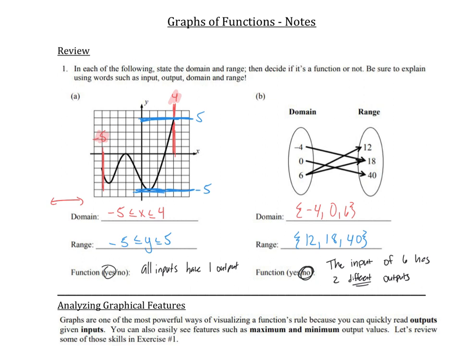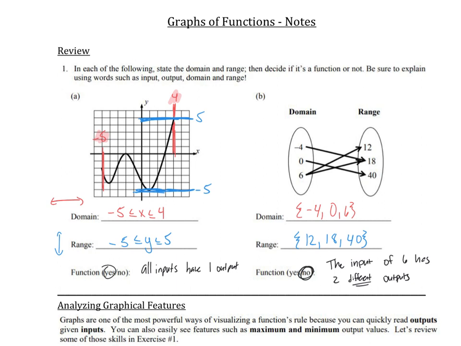My range, remember, is looking from the lowest point to the highest point, so up and down. My lowest point is -5, my highest point is +5, so my range would be from -5 to 5. And then is this a function, yes or no? For this one, yes, it is a function because all inputs have one output. Another way to do this, remember this is a graph, this passes the vertical line test. If I drew a vertical line anywhere through this graph, it is going to only pass through the graph once, so this is a function.